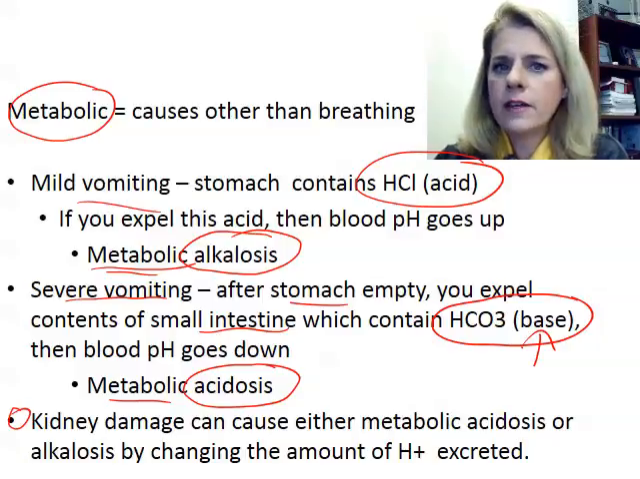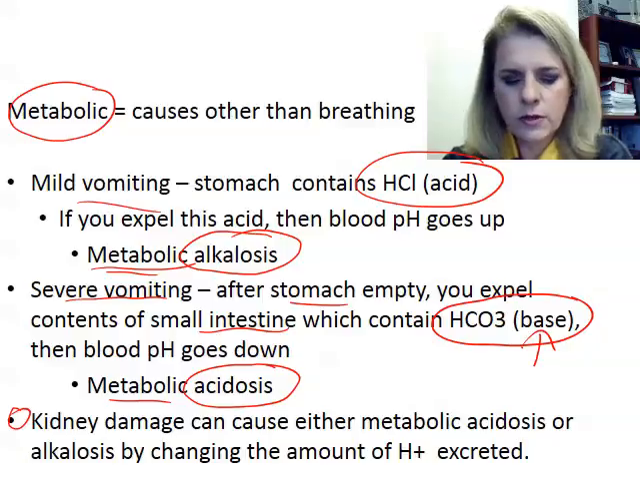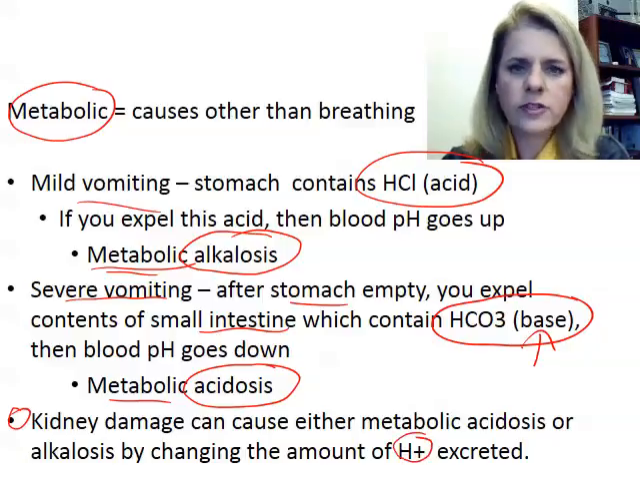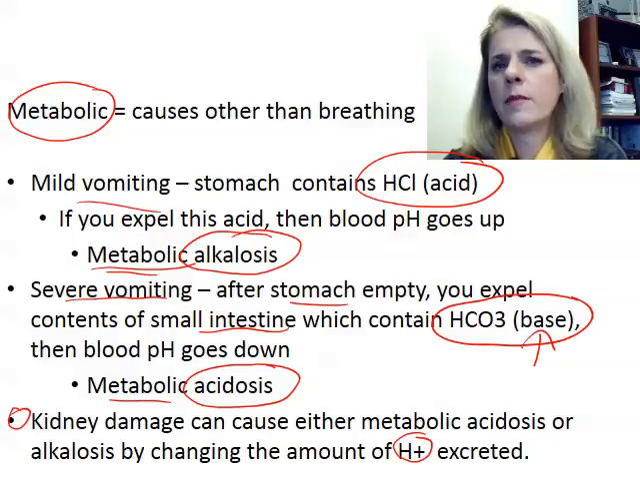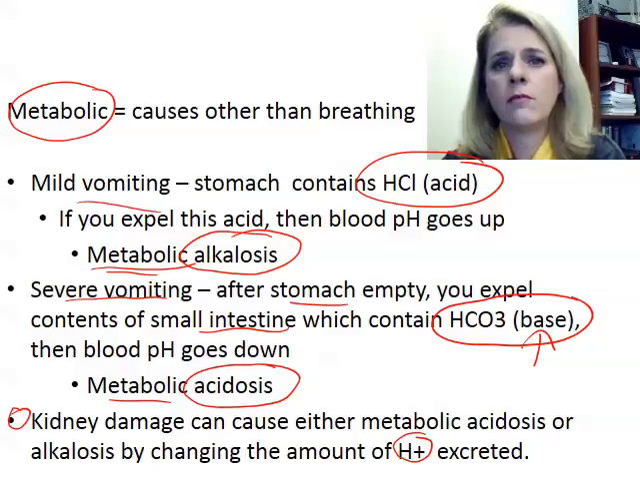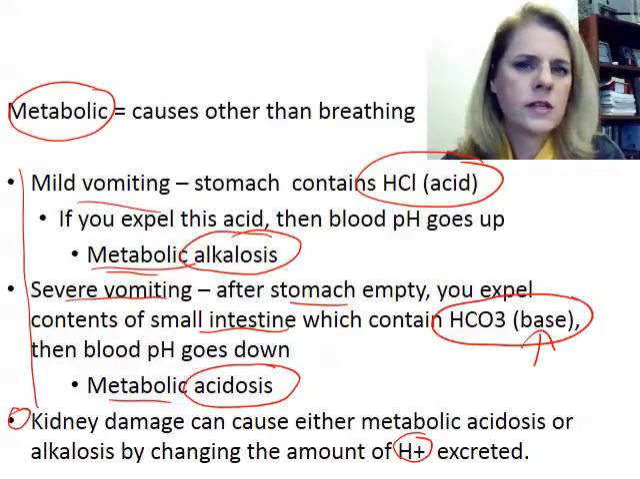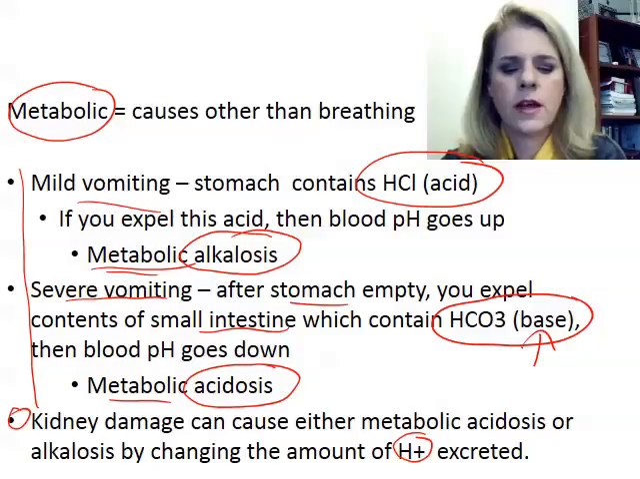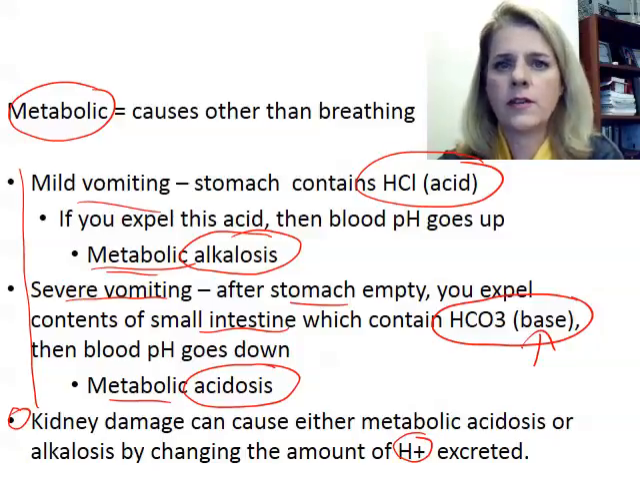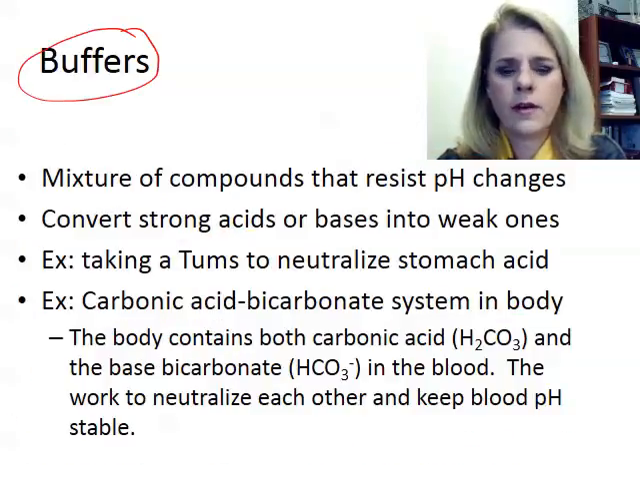You can also have these occurring due to kidney damage. If your kidneys are not working like they're supposed to, it will change the amount of hydrogen ions you're excreting. You may not be getting rid of enough, or you may be getting rid of too many. If you're getting rid of too many, your blood will become alkalotic. If you're holding on to too much hydrogen, your blood will become acidotic. Again, we're going to cover these in more detail in your second unit, second course, but I just wanted to introduce it to you now because it is an important reason that we need to even know about pH.